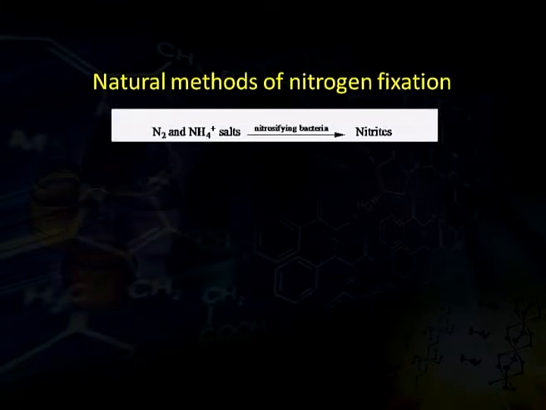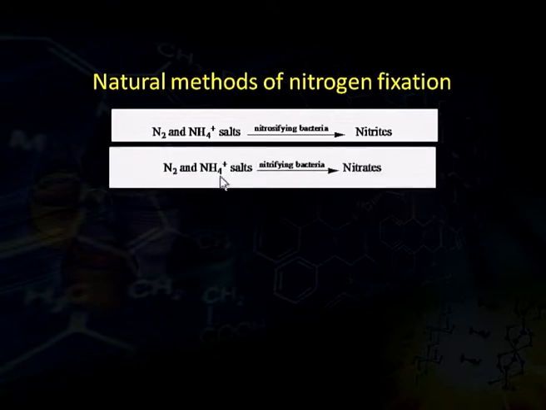Free nitrogen and ammonium salts are converted to nitrites in the presence of nitrosifying bacteria, and the free nitrogen and ammonium salts are converted to nitrates in the presence of nitrifying bacteria. So, the different bacteria convert the same reactant into different products.